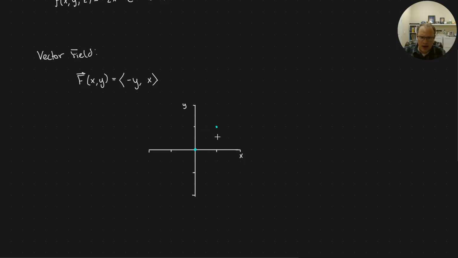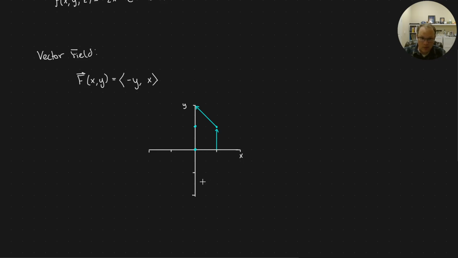Okay, I plug in 1, 1. What's the vector associated with that point? Well, I would get the vector negative 1, 1. So negative 1, 1. Get that vector there, right? Or what if I plug in the point 1, 0? I get the vector 0, 1. I get this vector. Okay, and I can keep on doing that for each point in the plane.